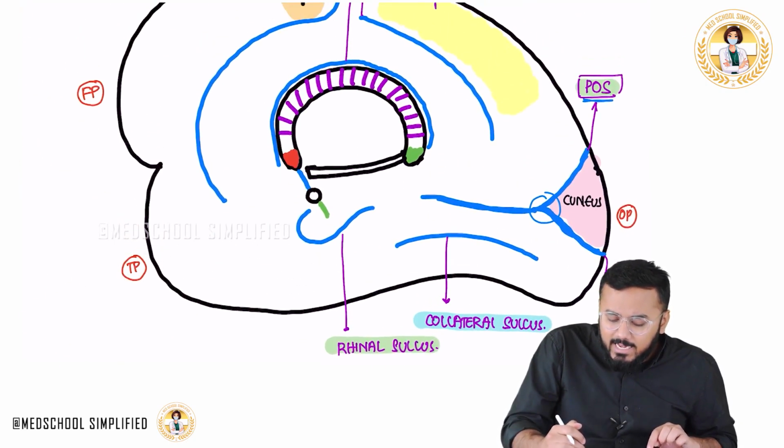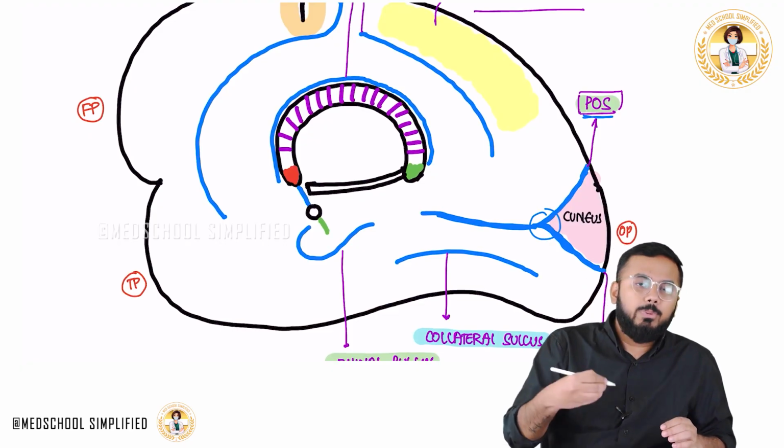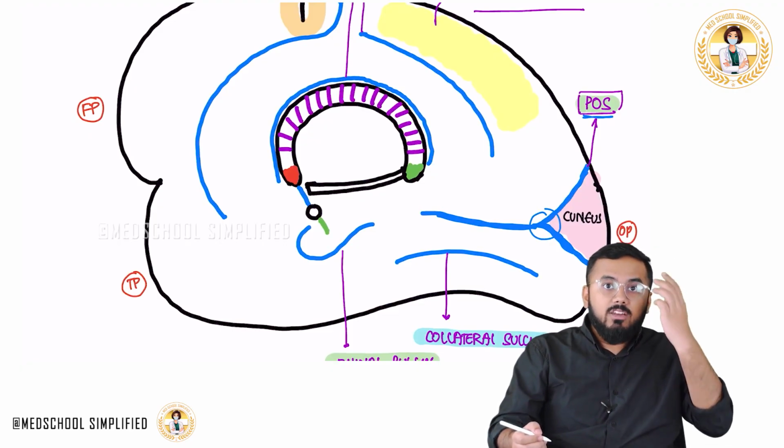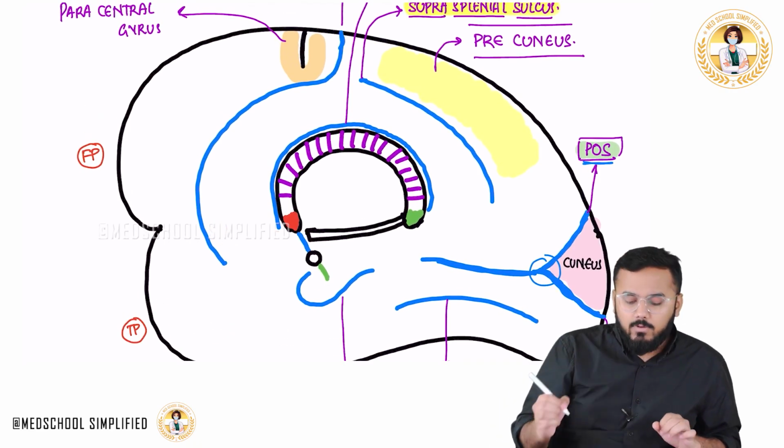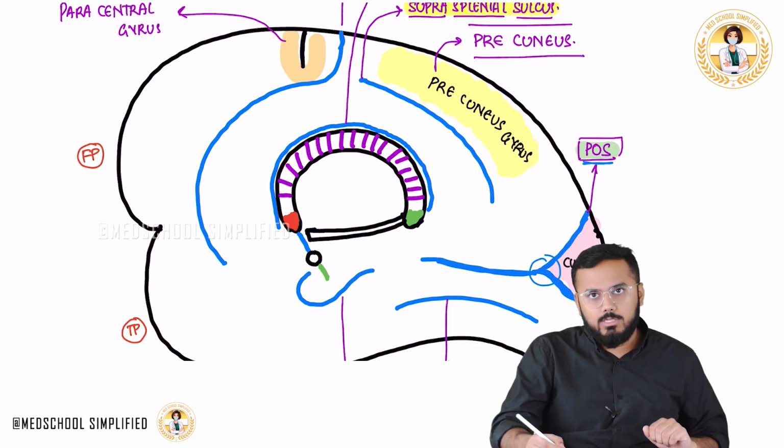Now exactly in front of the cuneus you have got some gyrus. Can I call that precuneus? Because it is present in front, right? So that is the reason why this name is given as precuneus. This is the precuneus gyrus.